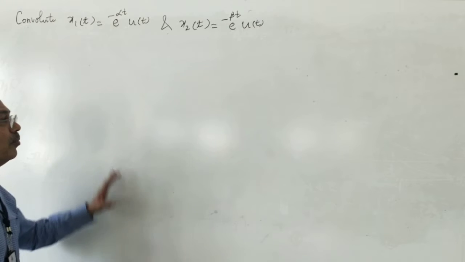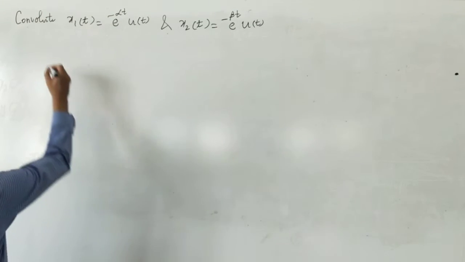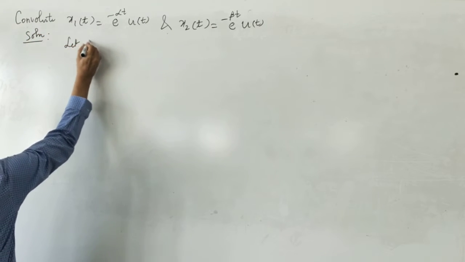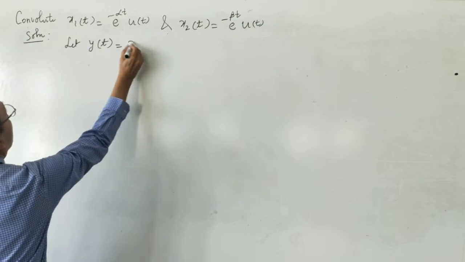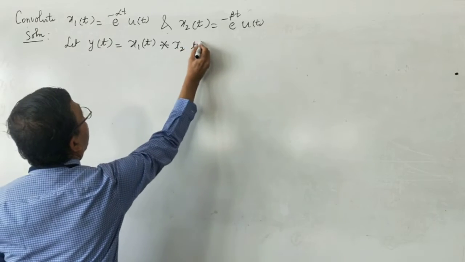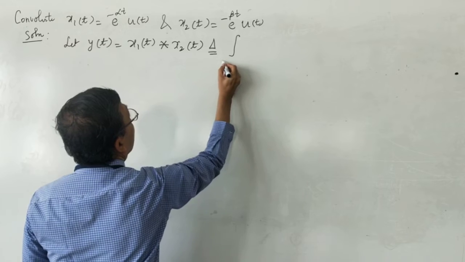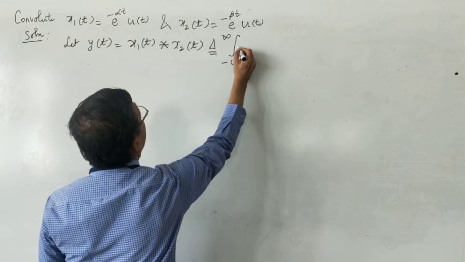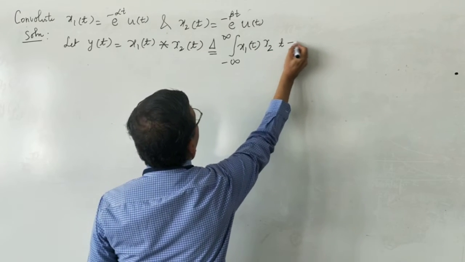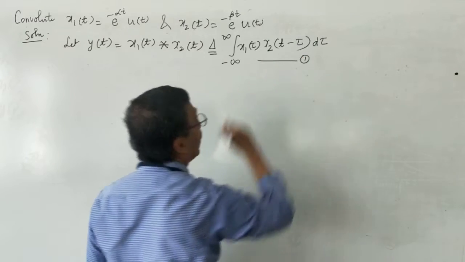This is a very important problem, and this problem is asked very often in the examination. So we do the solution now. Let y of t be equal to x1 of t convoluted with x2 of t. This is by definition integral from minus infinity to plus infinity x1 of tau into x2 of t minus tau d tau. This I will call as equation 1.